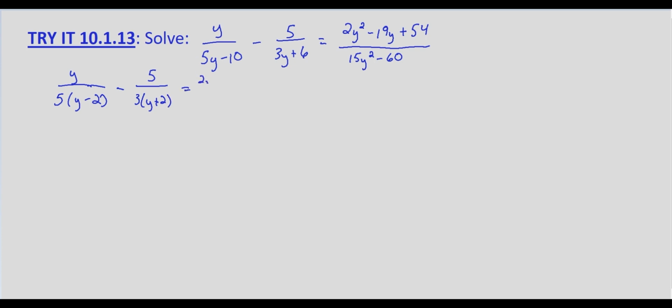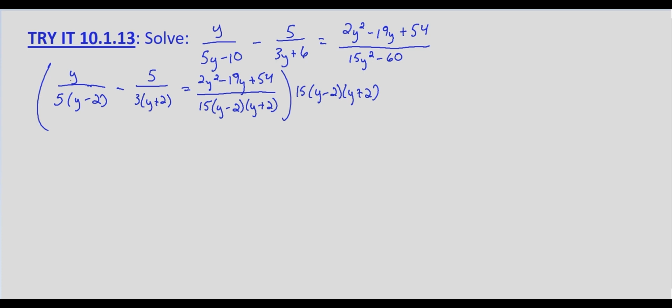And that's 2y squared minus 19y plus 54 over, if we factor out the 15, we end up with 15 times y squared minus 4, but that's a difference of squares. That's y minus 2 times y plus 2. So now we look at our least common denominator, which is going to end up being 15 times y minus 2 times y plus 2. I'm just going to go ahead and put it all in big parentheses, and we're multiplying everything by 15 times y minus 2 times y plus 2.